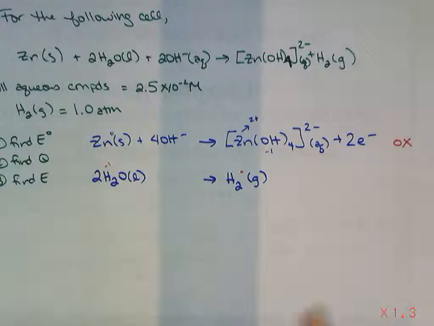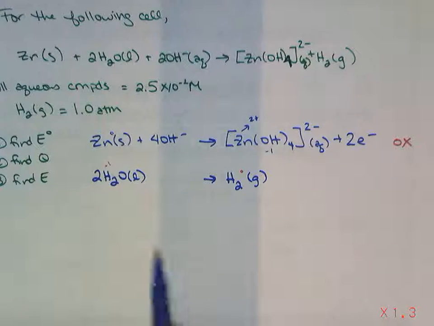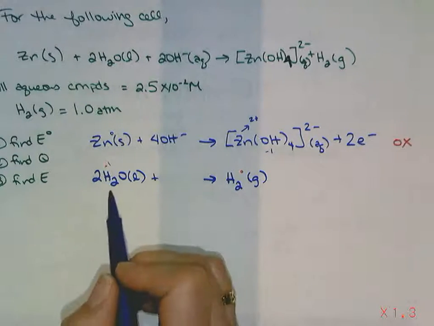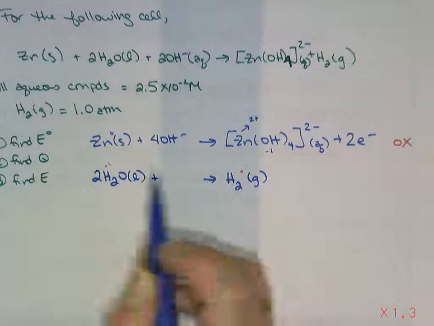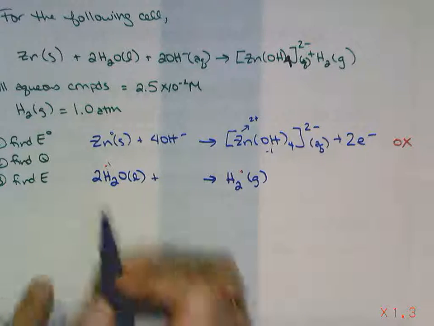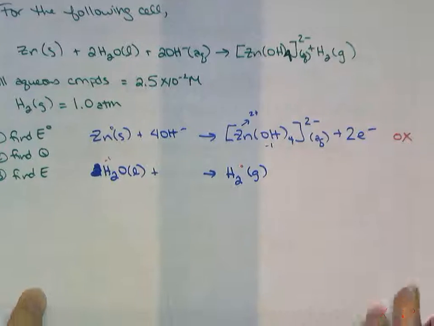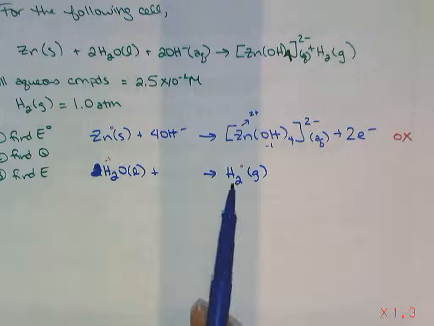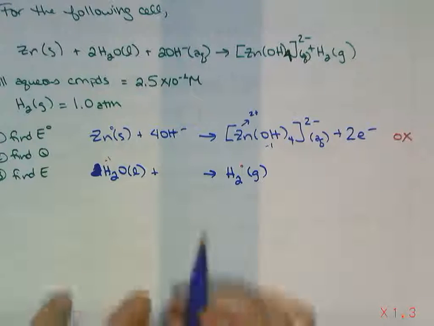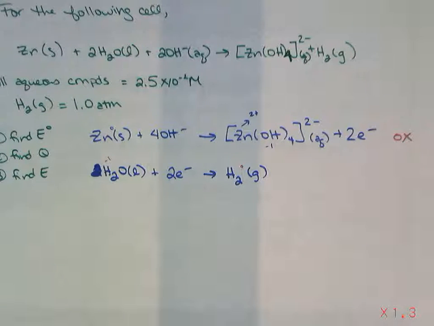So how many electrons then do I need to go from, actually, yeah, no, that's right. Let me get rid of this 2 for now, because it throws off my stoichiometry. So I have 2 +1s going to hydrogen gas. How many electrons do I need to go from here to there? 2. Good so far?